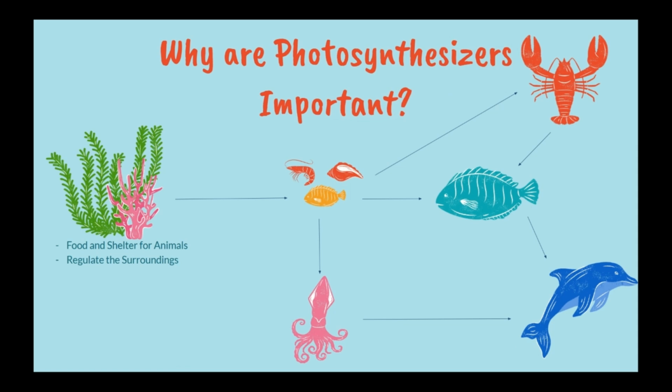Photosynthesizers are important because they provide food and shelter for animals, such as the shrimp, snail, and little fish shown here. Photosynthesizers also regulate the surroundings by keeping oxygen levels up, which is necessary for animals to breathe.